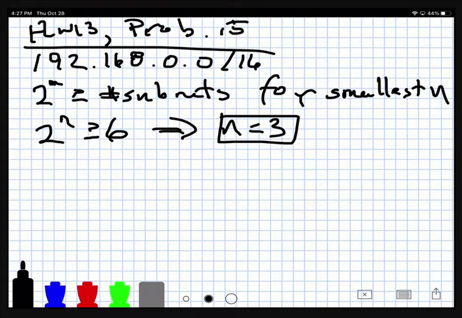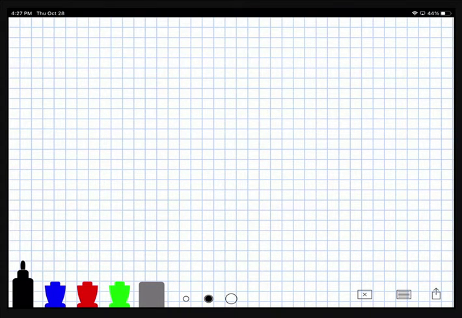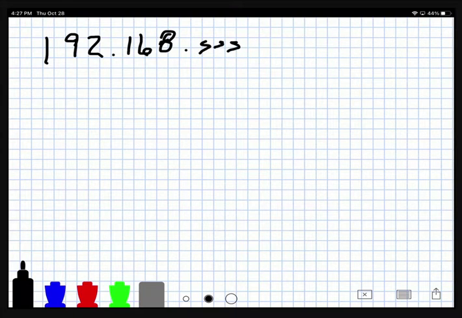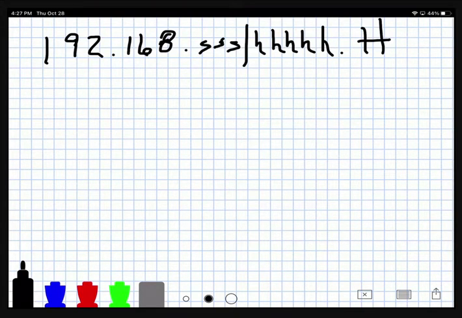So I'm going to clear this off, and go back, and we have 192.168, and then I'm going to break this down into binary. In the third octet, we'll have 3 subnet bits, the 3 bits that we need to borrow, and then the remaining 5 bits in the third octet will be host bits, and then the last octet will be all host bits.